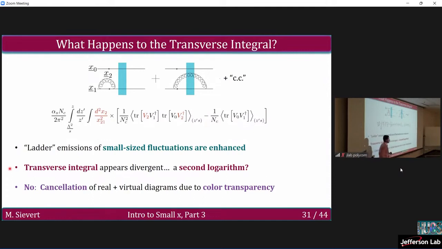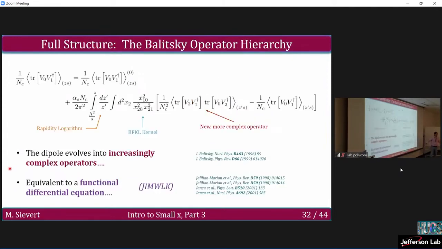I'm belaboring this point now because this transverse logarithm is exactly the one that comes back for the case of polarized evolution equations. And there it is not benign. There color transparency does not save you. And you do in fact get doubly logarithmic evolution equations, which are significantly more interesting than what I'm sharing with you now. Okay, so what does the final beast look like?